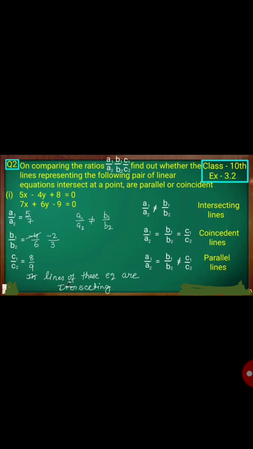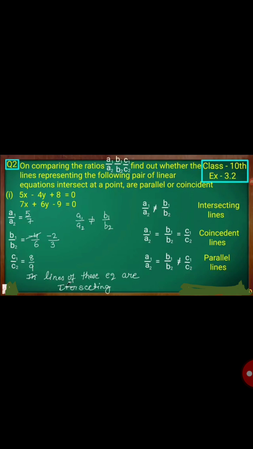As we know, a linear equation represented on the graph is a straight line. So for a pair of linear equations, when you represent them on the graph paper, there will be two straight lines. If two straight lines are represented on the graph paper, there will be three cases. First case is intersecting lines, second is coincident lines, and third is parallel lines.